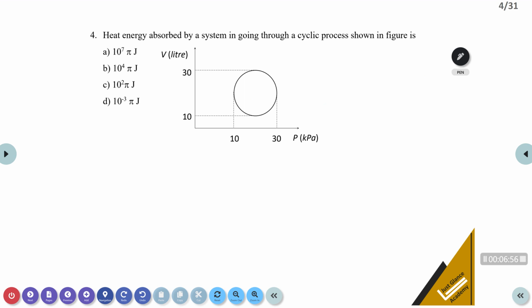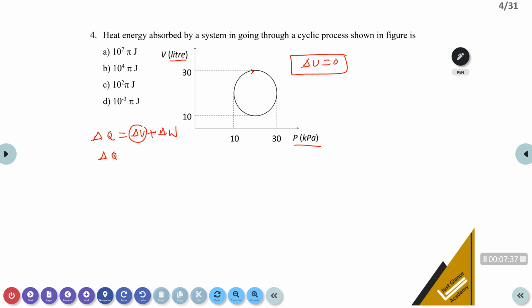Heat energy absorbed by a system in going through a cyclic process shown in the figure. Volume is given in liters and pressure is given in pascals. For a closed cycle, it is one complete process, starting from this point and ending here. So for this, delta U equals 0, because the initial state and final state are the same. According to the first law of thermodynamics, delta Q equals delta U plus delta W. This quantity is 0.